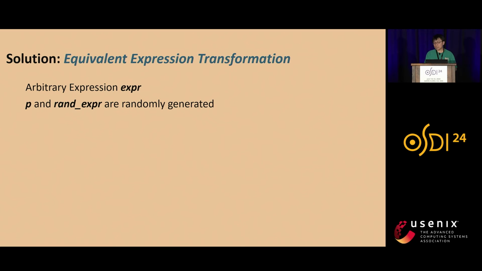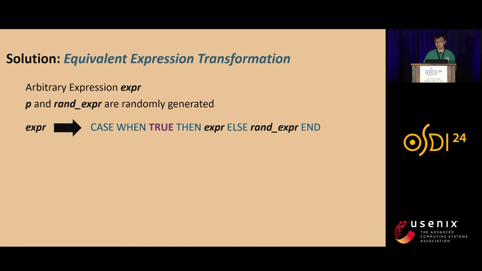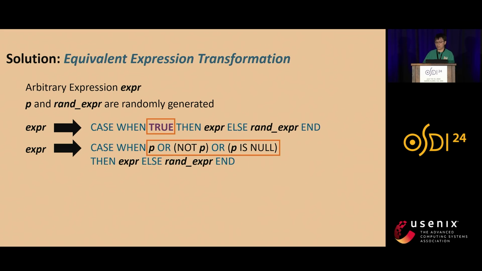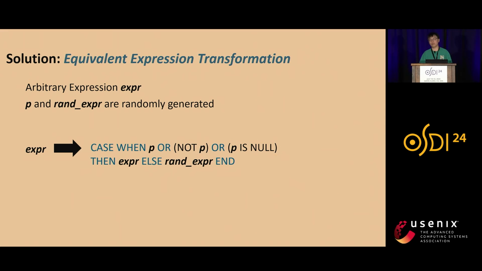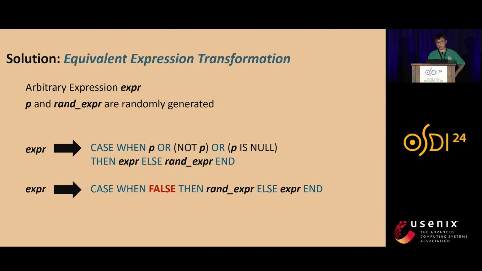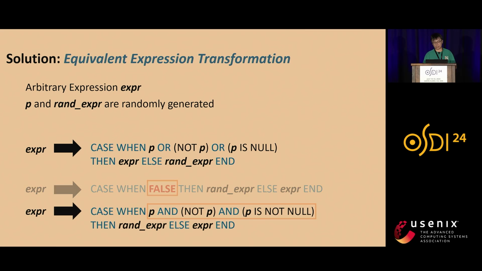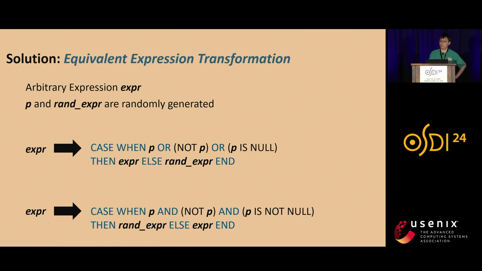Now let's do it. Given an arbitrary expression, we can first transform it using the case expression, using a true branch condition. Then we extend the true using the equation we already discussed. So in this way, we can transform the expression into another case expression where P and the random expression are randomly generated. They will not affect the semantics of the case expression. Similarly, we can do it for another kind of transformation using case expression with false branch condition. Then we can do this and get another kind of transformation.